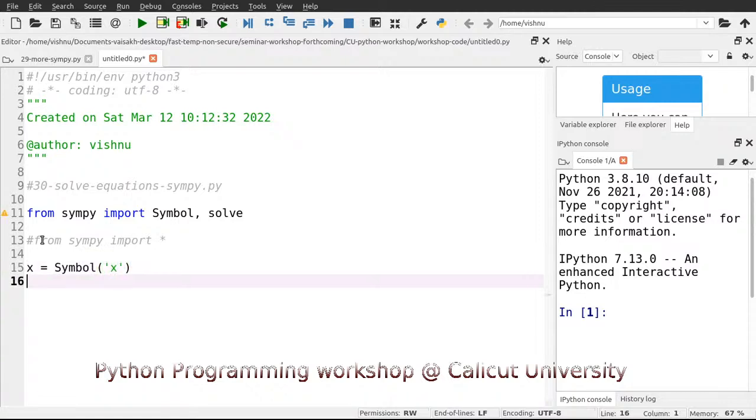Assigning the value of symbol x. Done. X is assigned a value. Now let us define a polynomial, or directly also we can do, no need to do it like this. Suppose we solve a simple equation.